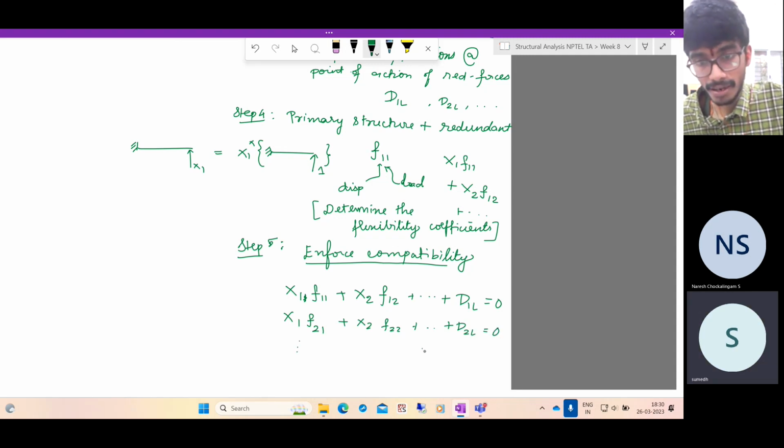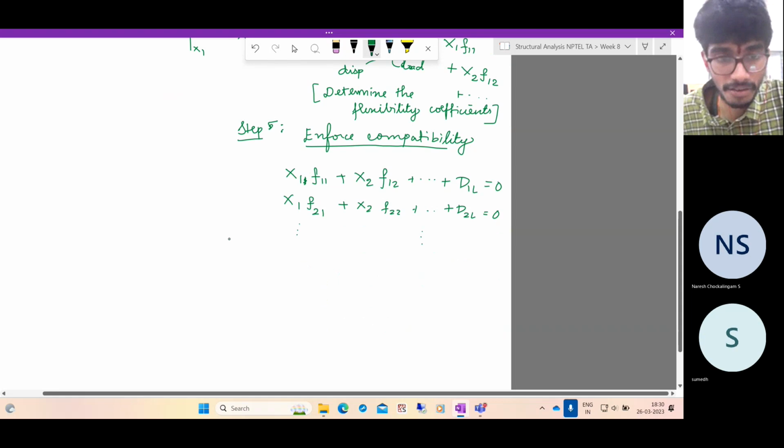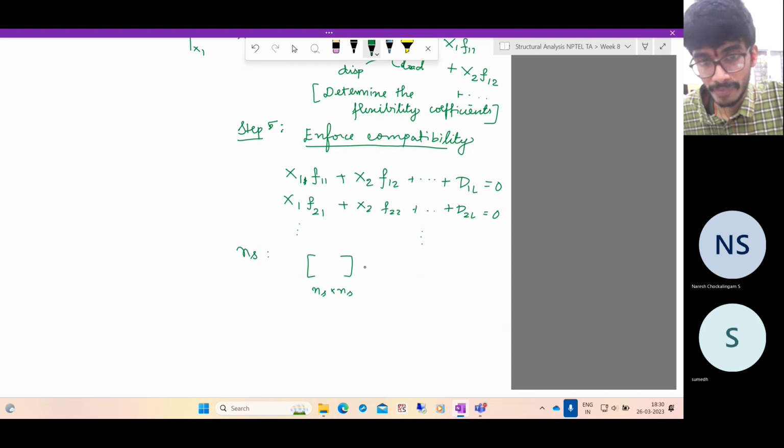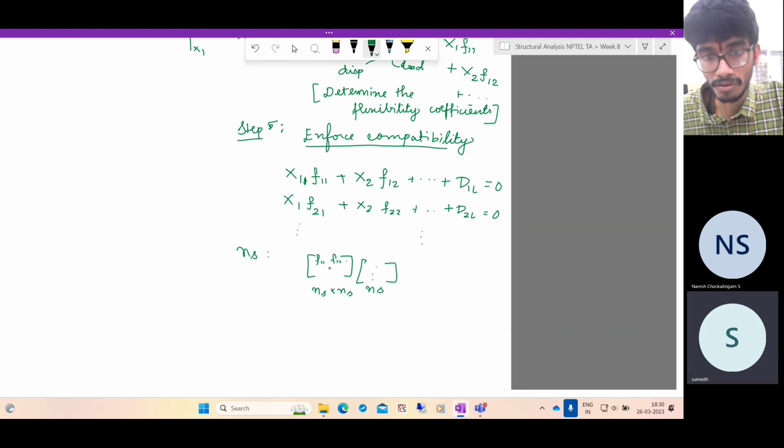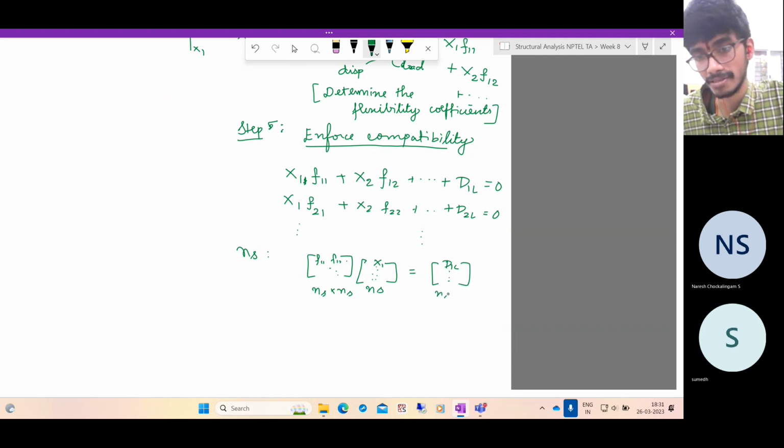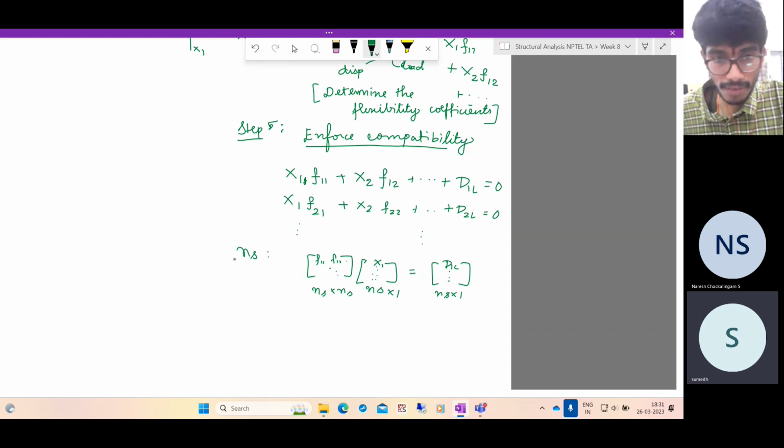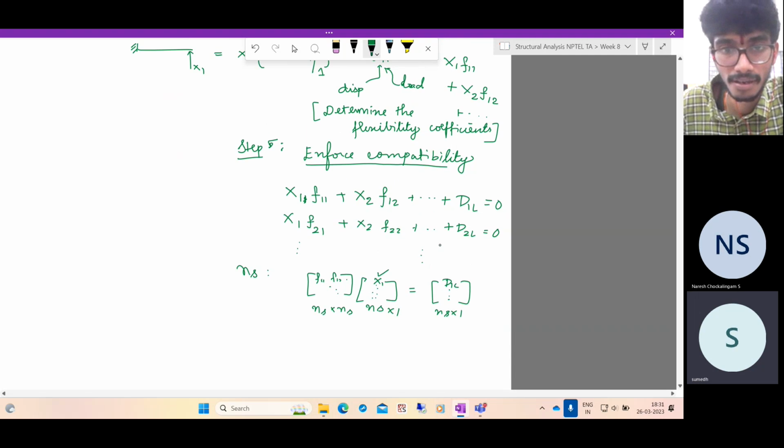And so on. We have a set of n by n. If ns is the degree of static indeterminacy, we get a matrix of size ns by ns with ns number of unknowns that cannot be determined by static equilibrium alone. So this will be f11, f12, and so on. Here we have x1 and so on is equal to the displacements due to the applied loading, which is d1L and so on. So we solve this system of equations and determine the unknowns x1, x2, x3.